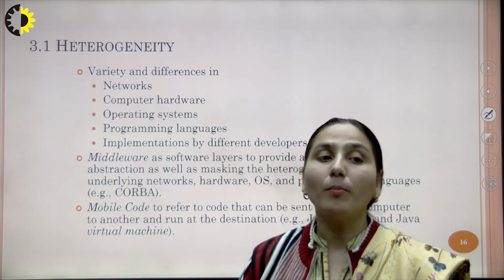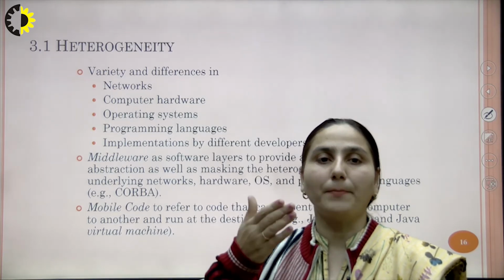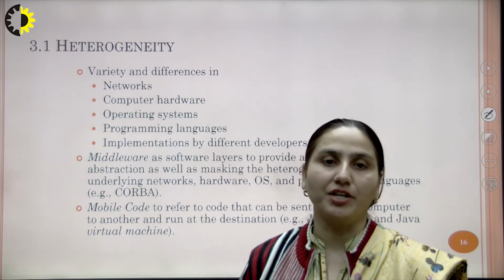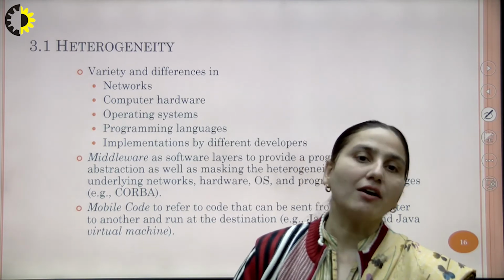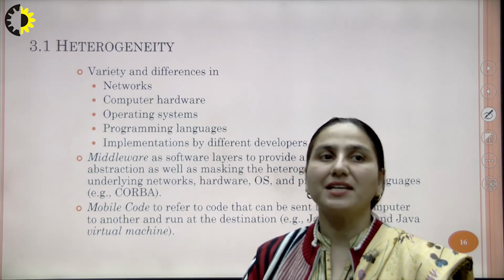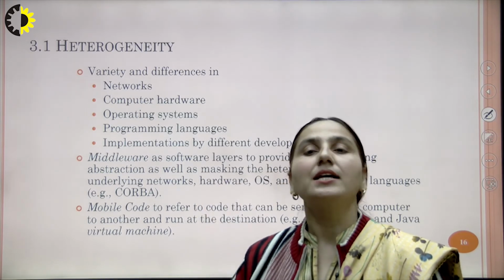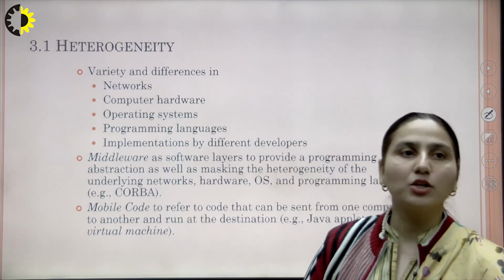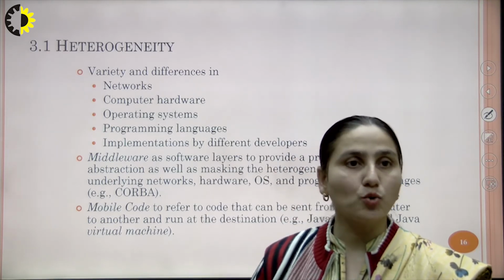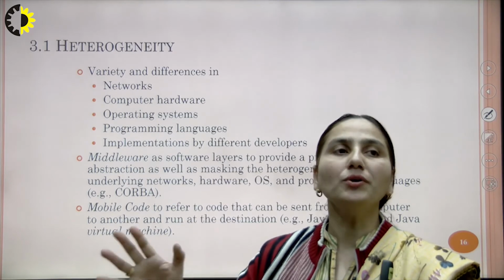Then comes the mobile code. What is mobile code? It simply refers to the code that can be sent from one computer to another and that runs at that destination, like Java applets and the Java virtual machine. So it basically comes in the variety and differences in the networks that we are using, the computer hardware, the operating system, the programming languages, and the way with the help of which the developer is going to implement it.